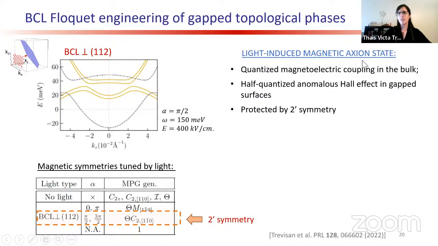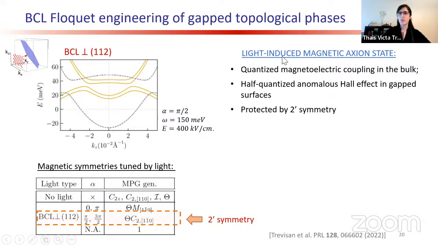So an axion state is a very exotic phase. It's characterized by magnetoelectric coupling in the bulk of the material, which means that if you apply a magnetic field to the material, we are going to induce a polarization, or if you apply an electric field, you induce magnetization. And in the case of an axion insulator, because of the symmetry here, this magnetoelectric coupling is quantized in the bulk of the material.